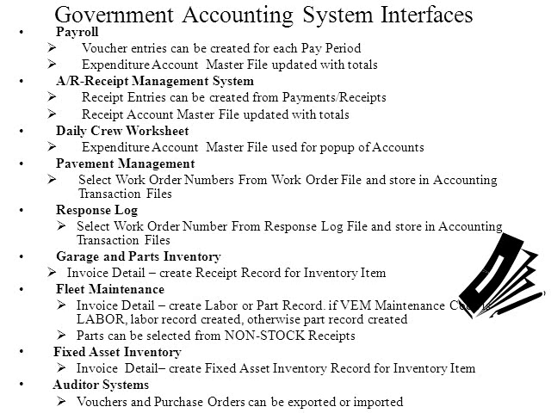From the invoice detail entry form, receipt entries can be created for inventory items maintained in garage and parts inventory. Parts can be associated with equipment maintained in fleet maintenance, and fixed asset inventory records can be created for items purchased. These interfaces eliminate double entry in the systems.